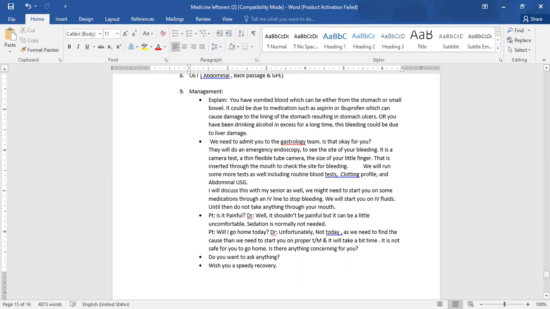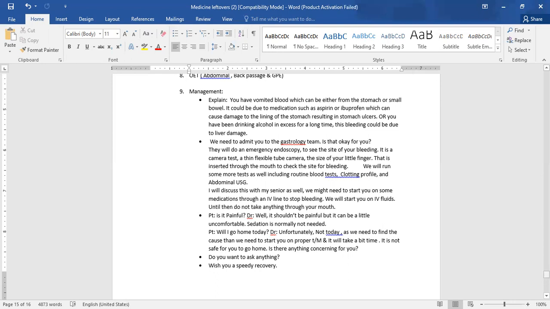Is that okay for you? What they will do is an emergency endoscopy to see the site of your bleeding. It is basically a camera test. A thin flexible tube camera the size of your little finger will be inserted through your mouth to see the site of the bleeding. And also we will be running a few tests including a routine blood test, protein profile, and abdominal ultrasound. I'll be discussing it with my senior, and we might need to start you on some medications through an IV line to stop the bleeding. We will start you on IV fluids as well. Until then, do not take anything through your mouth.